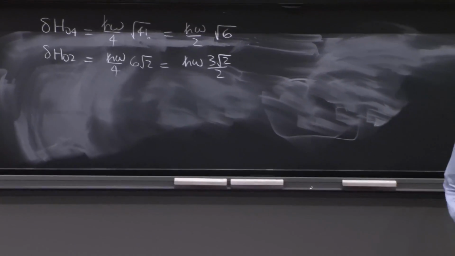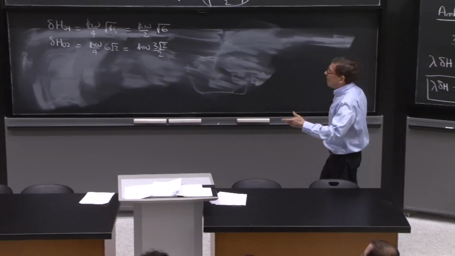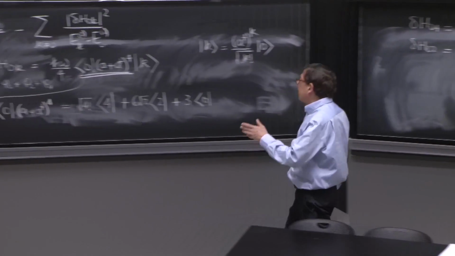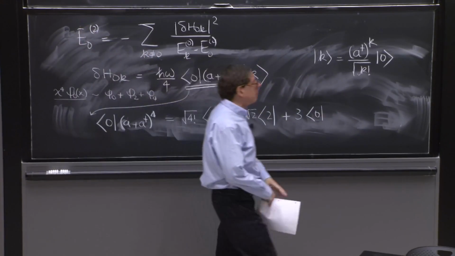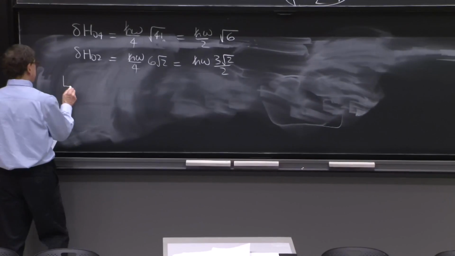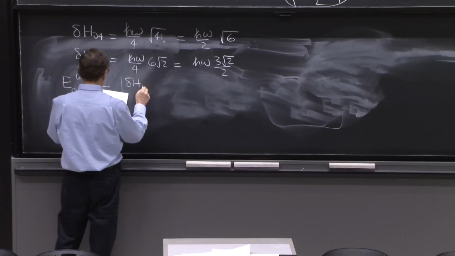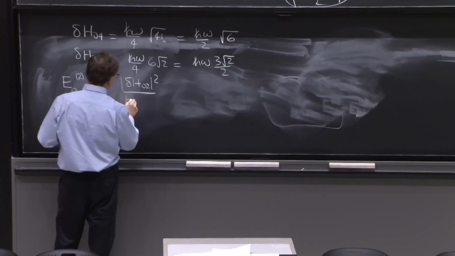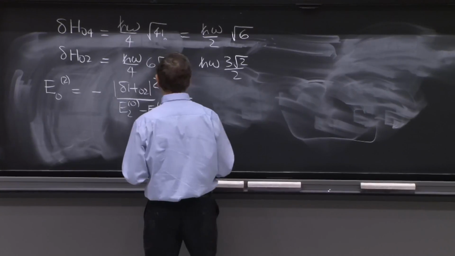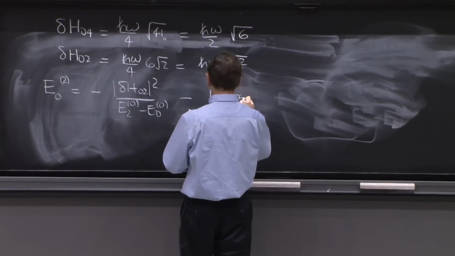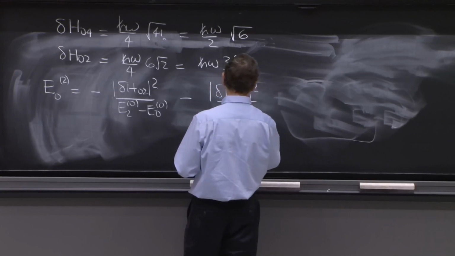Okay, so that's your first step when you have to compute a perturbation. You have to compute all the relevant matrix elements, and you have to think what you can get, and only k equal 2 and 4 happen. So this is a sum of two terms. The second order correction to the energy is minus delta H02 squared divided by E20 minus E00, minus delta H04 squared over E40 minus E00.